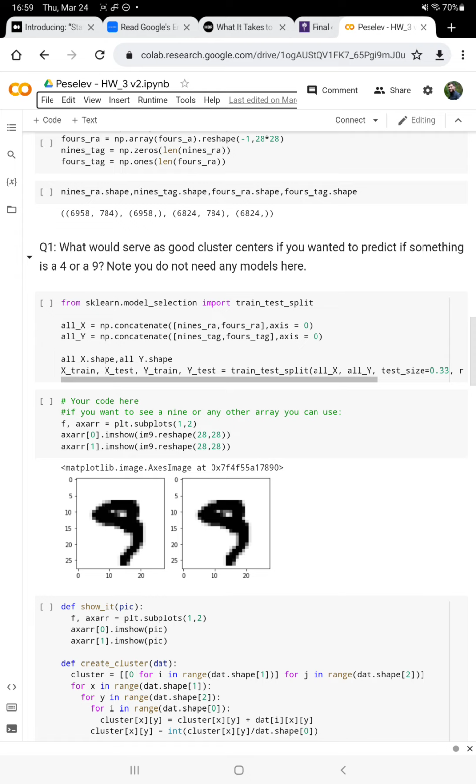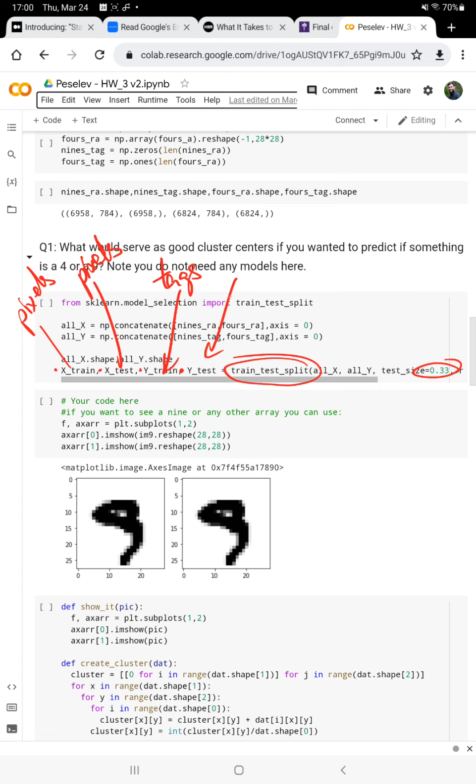He then uses train test split, and he gets X train, Y train, X test, Y test, and he separates it in proportion 2 to 1. So basically, X train is pixels, X test also pixels, Y train would be tags, so we know if those are 4s or 9s, and Y test also tags. Train test split will split it randomly, so you will have both 4s and 9s here. You will not get only 4s or only 9s.